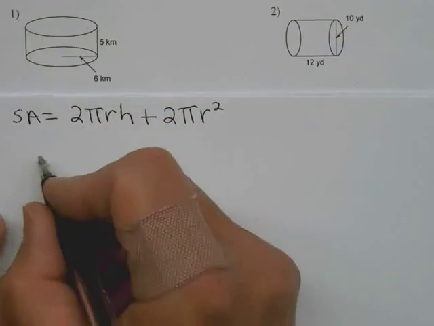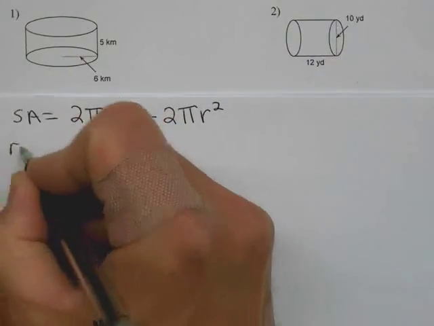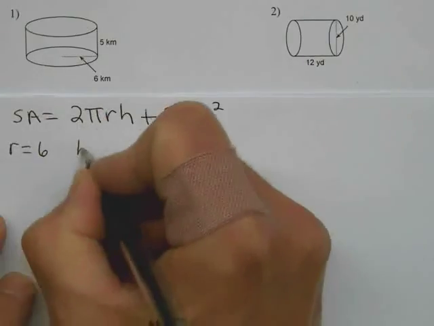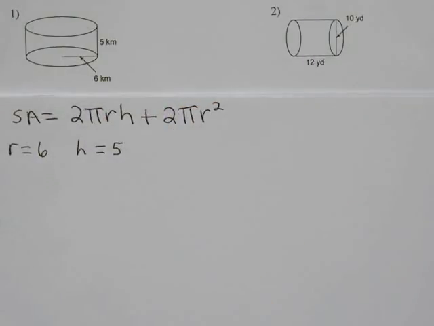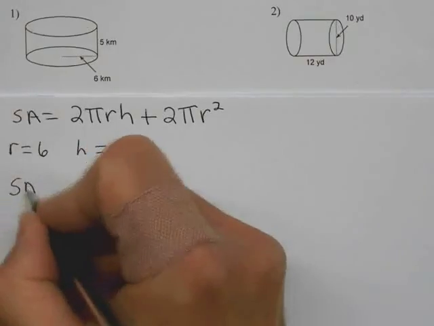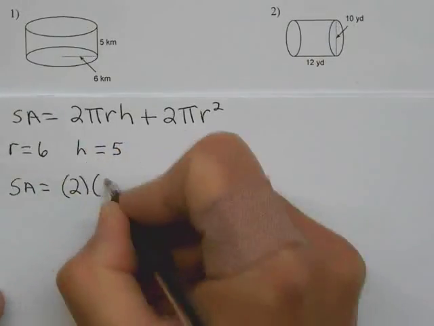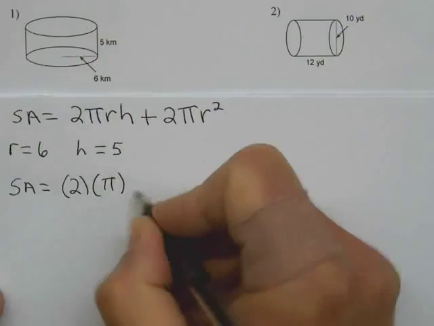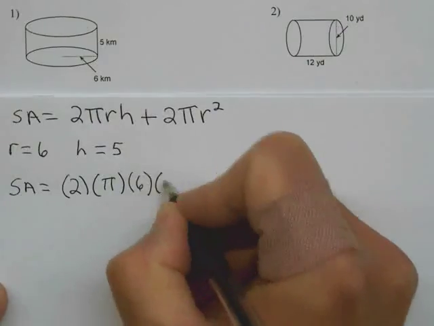That's going to be our formula, which means we need to know two things. We need to know what the radius is, and I'm just going to write it down here. It's 6. We need to know the height, which is 5. And off we go. All right, so the surface area of this cylinder is going to be 2 multiplied by pi. And you can just leave the pi symbol for now, and you'll see why in a second. Multiplied by 6, multiplied by 5.